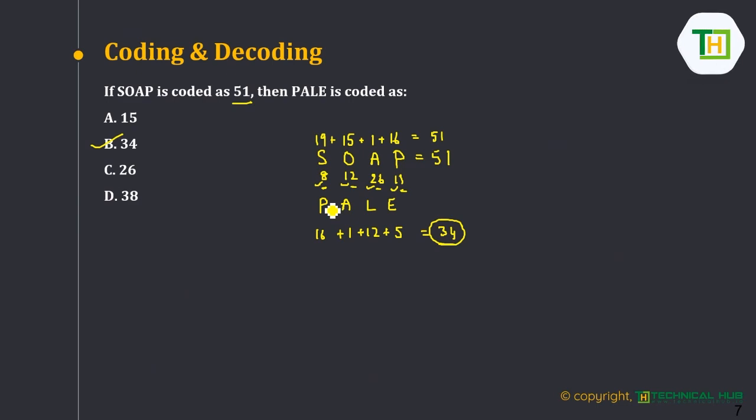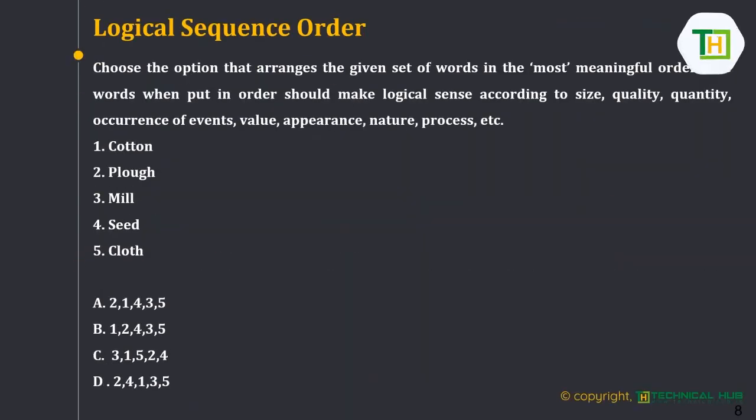Okay. So let's move on to the next one. The logical sequence of order: you have to arrange these words in the correct order. What are those words? Cotton, plough, mill, seed, cloth. So I have to arrange these 5 words according to the process. I have to arrange them based on the order in which the process happens, right? So cotton, plough, mill, seed, and cloth.